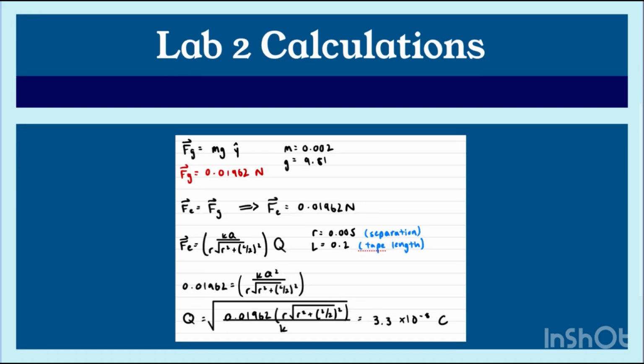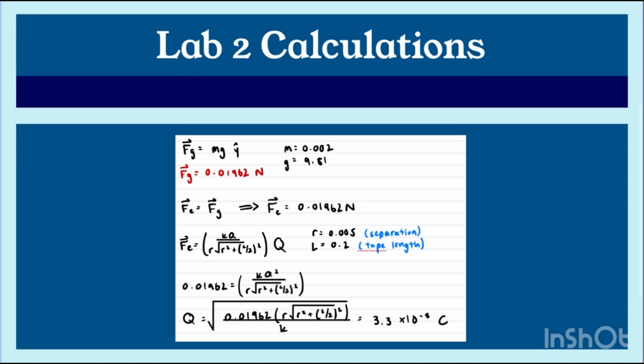Here we see the Lab 2 calculations. These differ from the Lab 1 calculations because in Lab 1 we were focusing on a single point charge. Meanwhile, here in Lab 2 we're focusing on the entire charge along the length of the tape. So first we had to find the gravitational force on the tape. We found this by multiplying the mass of the tape times the gravitational acceleration. Then we set that equal to the electrical force on the tape, that ending up being 0.01962 newtons.